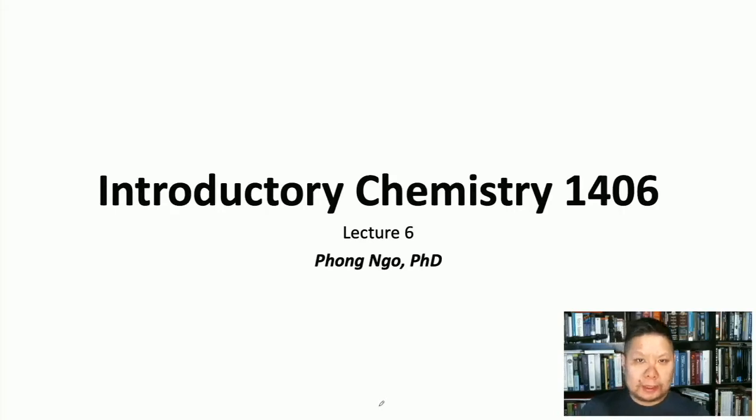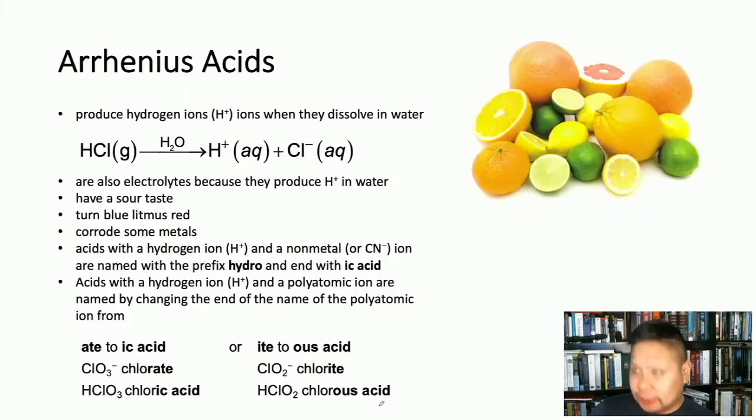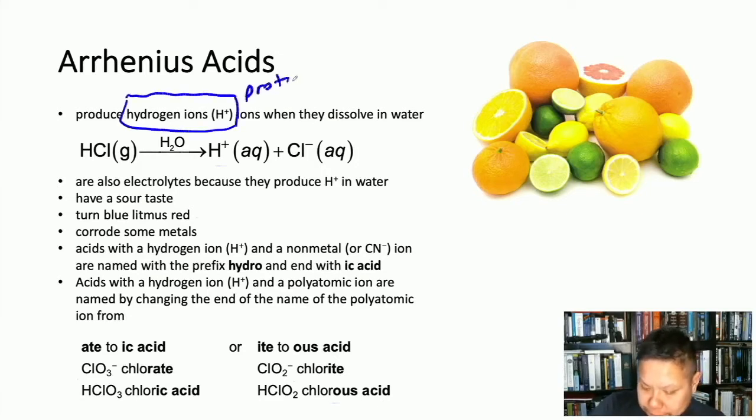Okay, so let's start talking about some acids and bases. We are going to first discuss acid-base theory. The first acid-base theory we want to talk about is called Arrhenius acid-base theory. In Arrhenius acid-base theory, acids produce hydrogen ions, or protons, in solution.